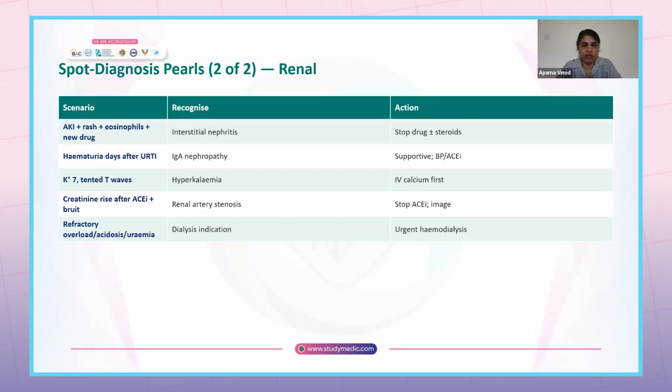Okay, IgA nephropathy is hematuria days after. They will give you a history of 2 to 3 days after upper respiratory tract infection, synpharyngitis, remember, and the treatment is supportive and controlled BP using ACE inhibitors.